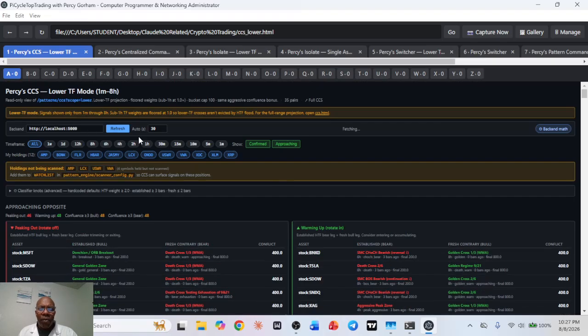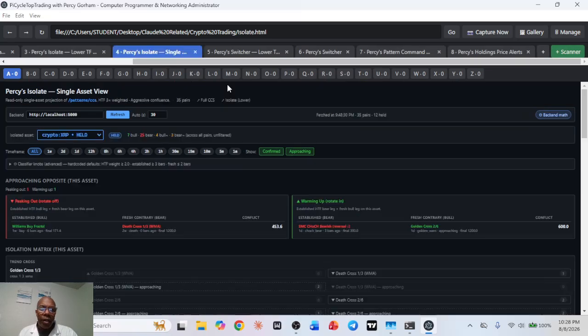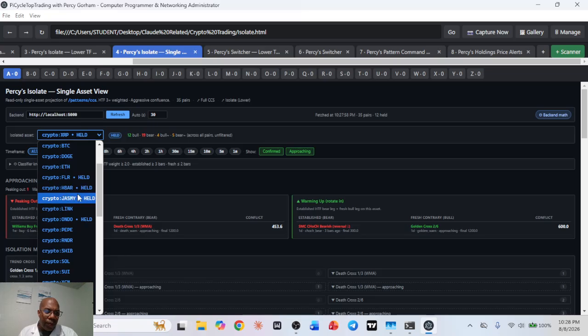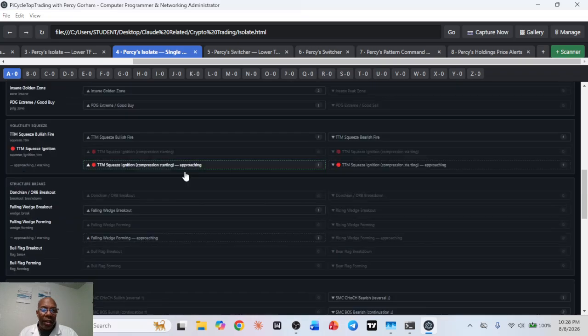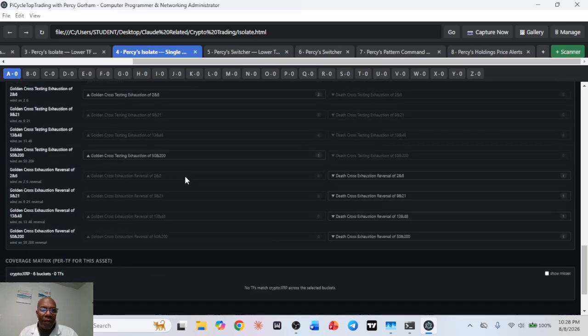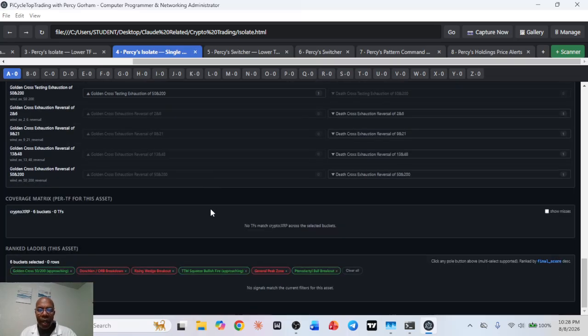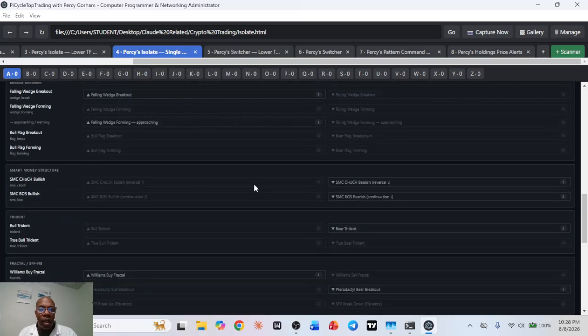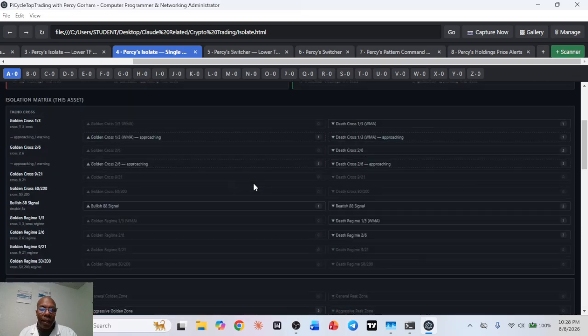Now, if I didn't want to get all those things, because sometimes we just like to focus on one particular thing, then that's what the isolator is for. The isolator for the upper tier just lets me pick one particular thing, for example, XLM or whatever it may be. And you can see that I get the same thing except I only pick one asset. And not everything is going to show because it just may not be available on every single time frame. If it's not there, it's not there.